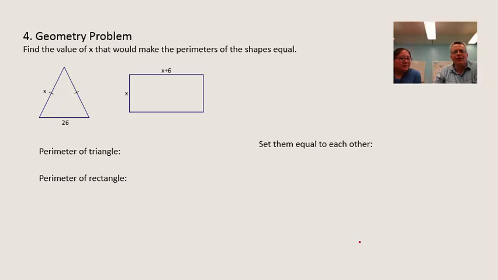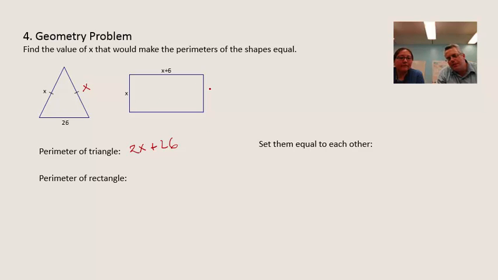On these, we want to know what value of x would make the perimeters equal to each other. First we have to come up with an expression for the perimeter. Remember, perimeter is the distance around. If this side is x, this side is x also. They have the same marking. If sides have the same marking, they're congruent. So to find the perimeter, we have x plus x plus 26. We simplify that, that's 2x plus 26.